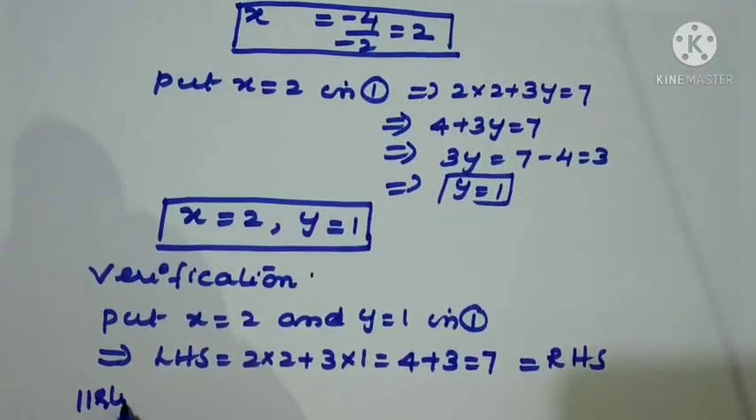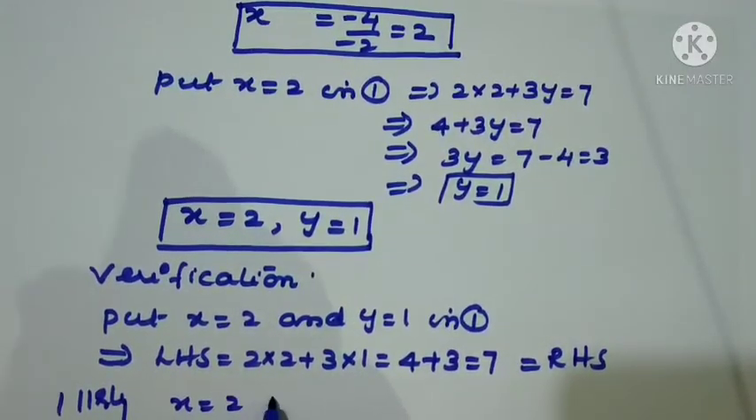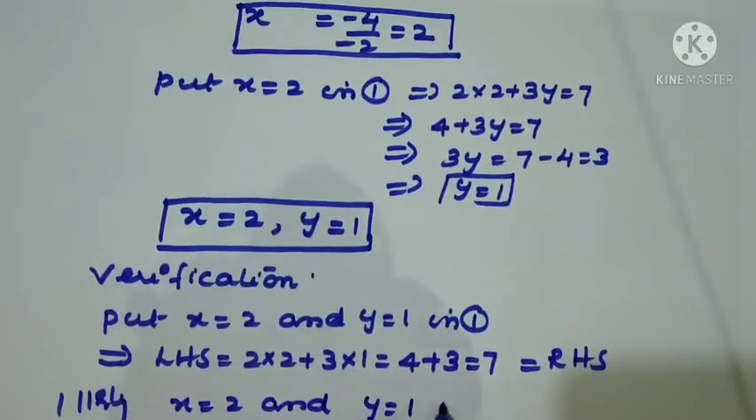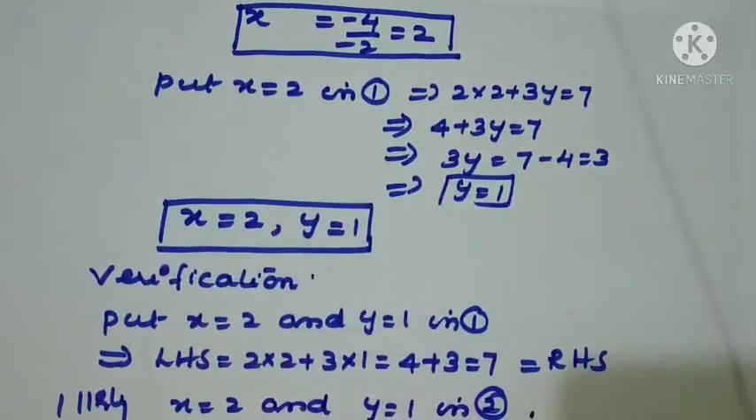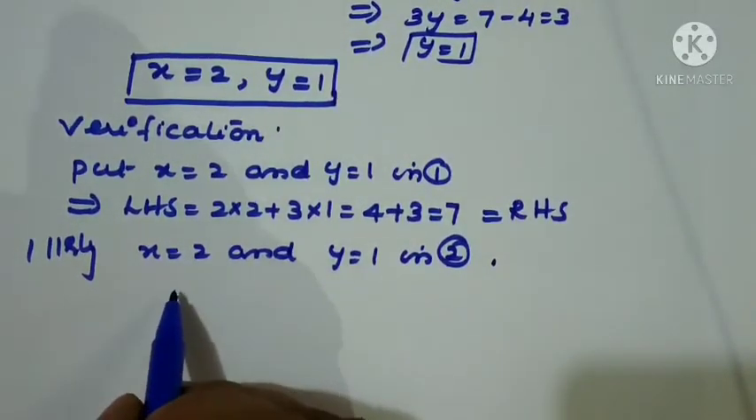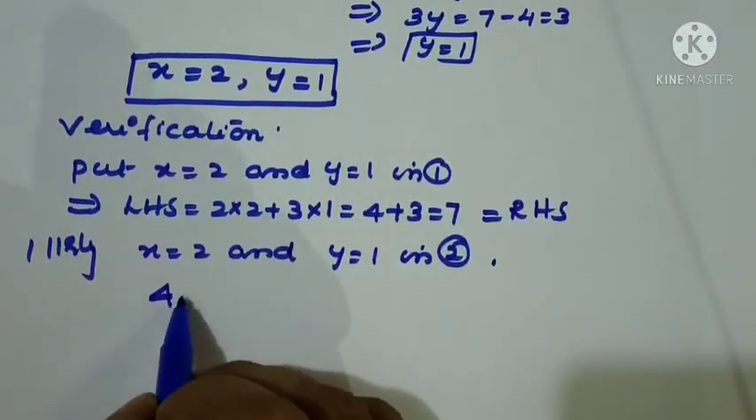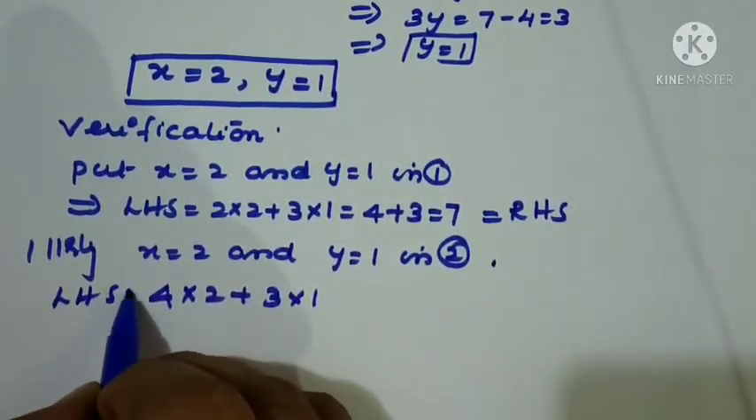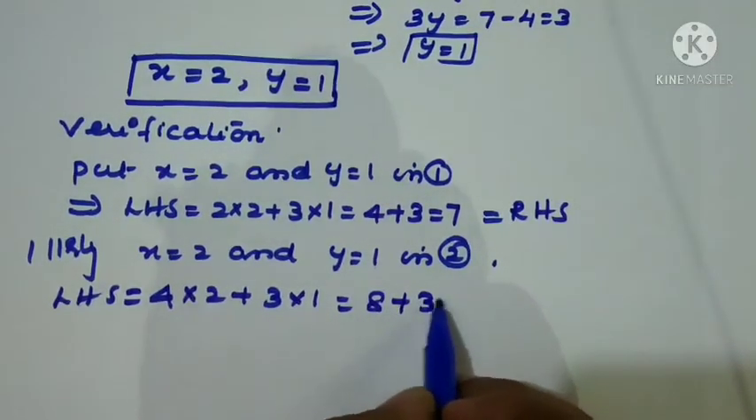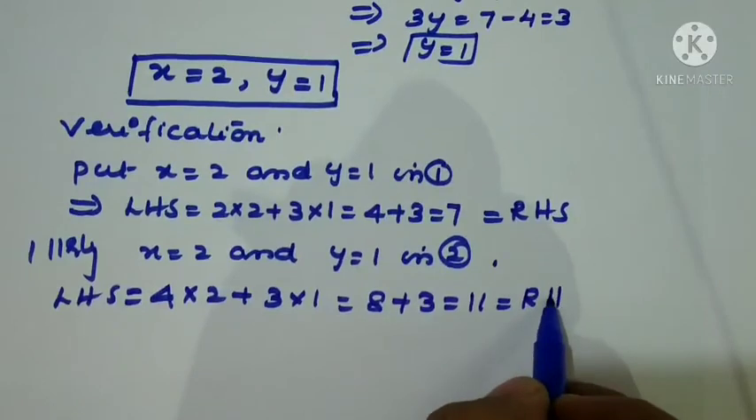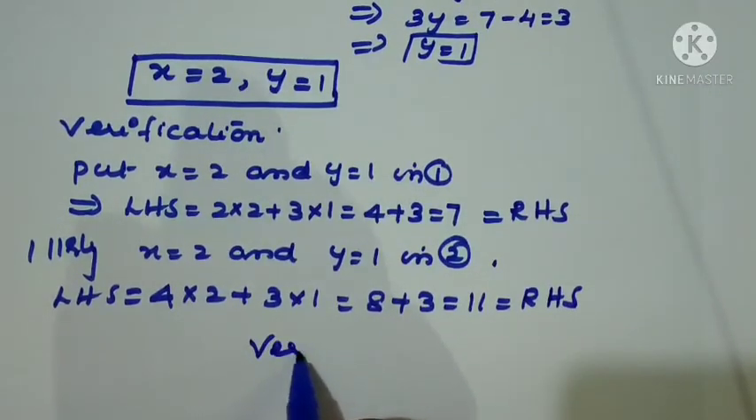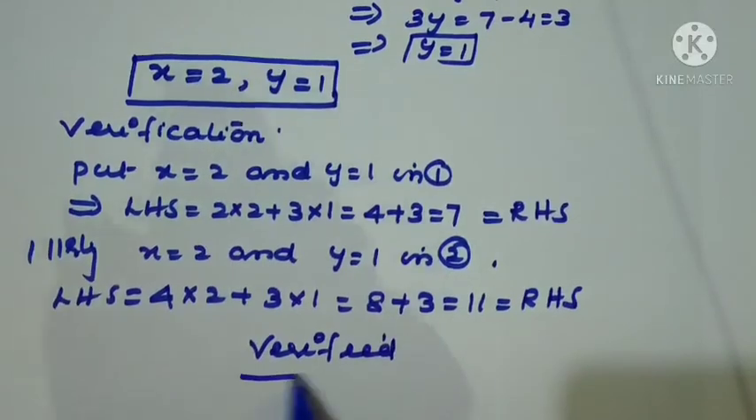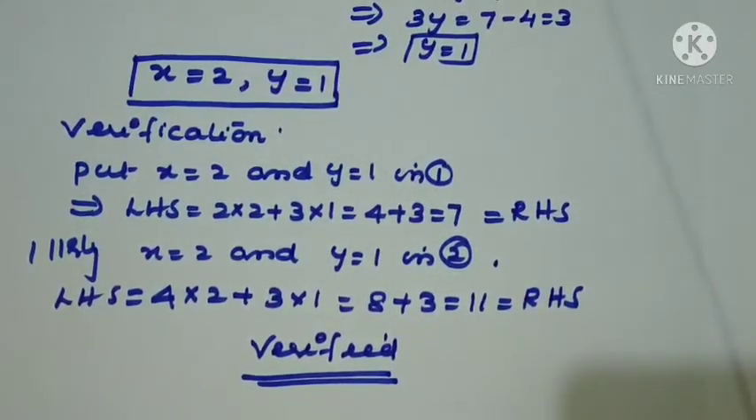Similarly, x equal to 2 and y equal to 1 in the second equation. Now 4 into 2 plus 3 into 1, that is our LHS, right? Now 8 plus 3, which is equal to 11, that is equal to RHS. So for both equations, these solutions are correct. So we write verified here, but only when verification is asked should we do it, otherwise there is no need of doing this. So with this, today's video I am winding up. Thanks.